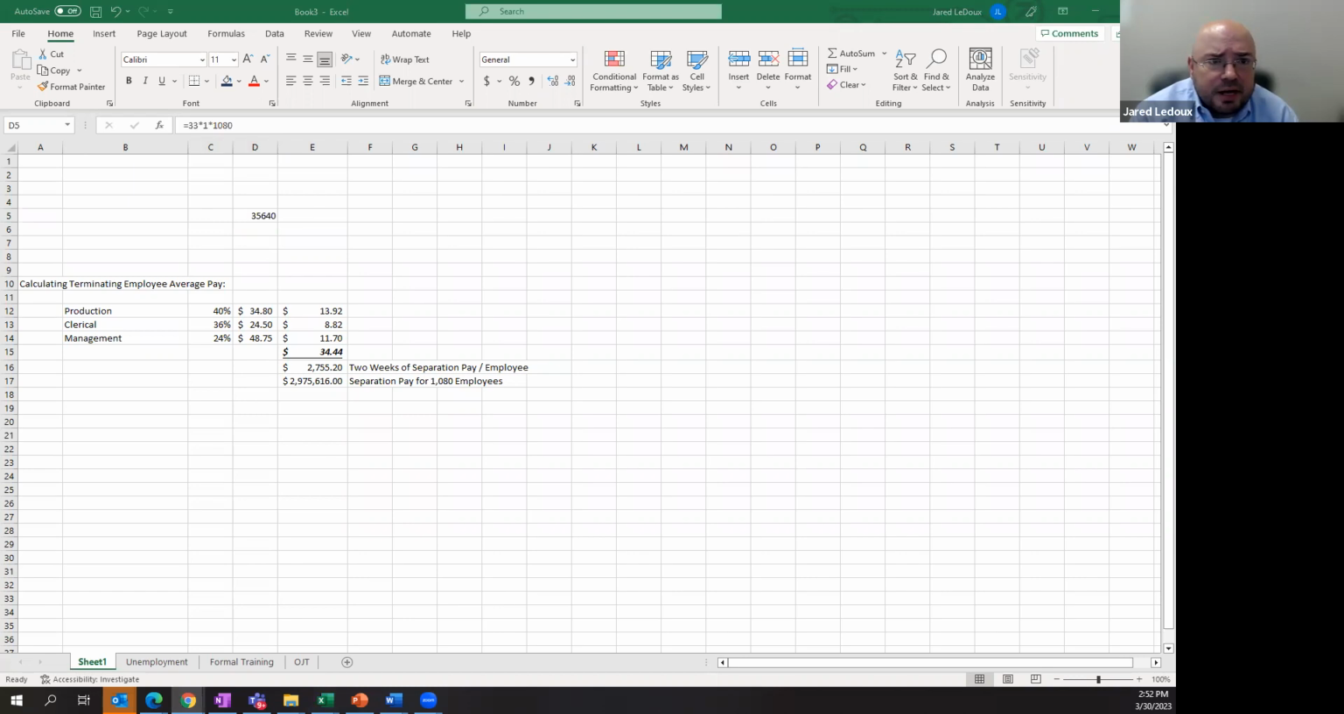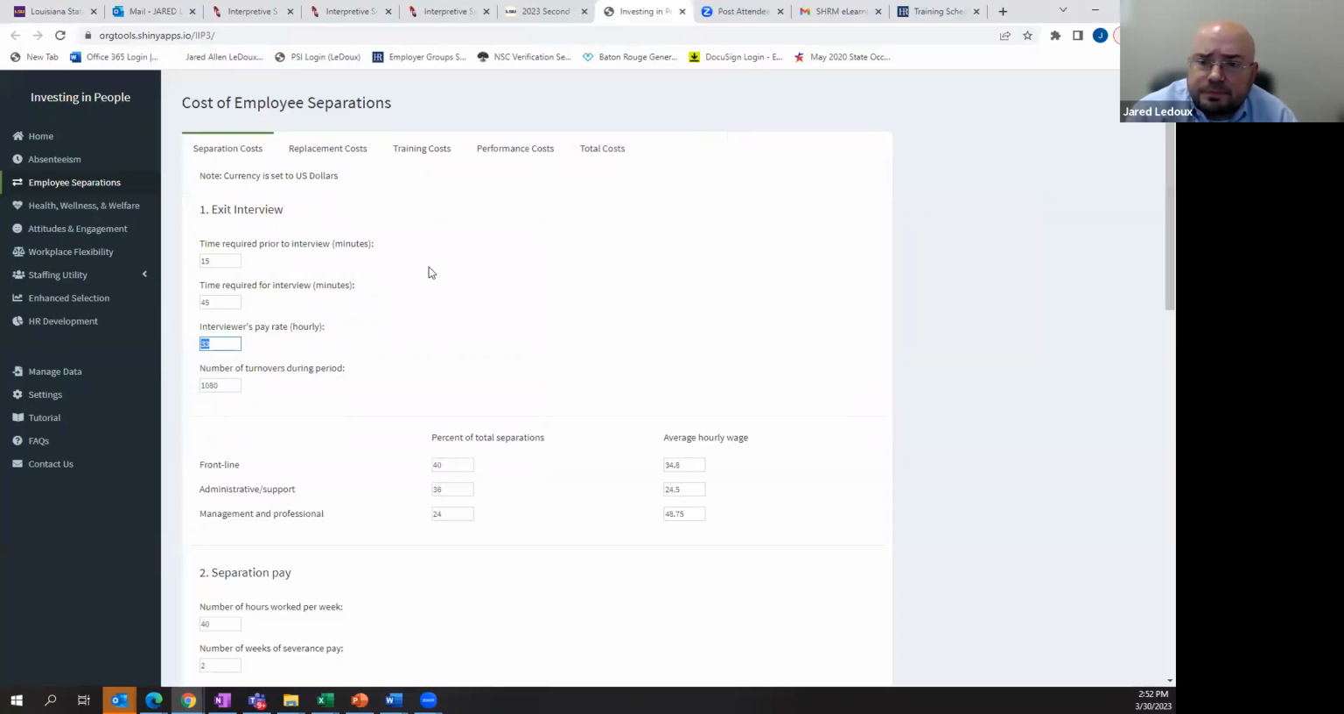Now, the second component: I'll pull up our calculator here. Remember, just a word of advice, this calculator does time out if you haven't been active in it for probably 5 to 10 minutes or so.